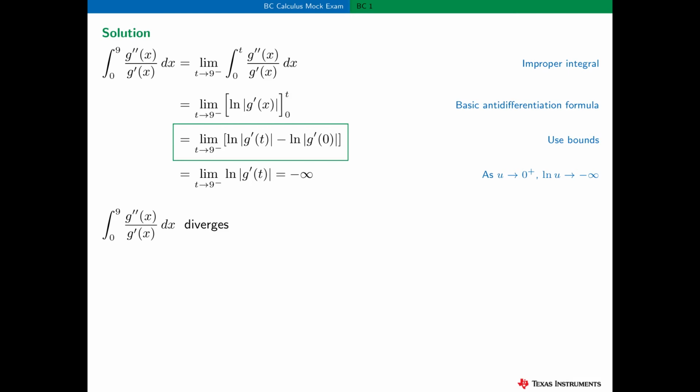Notice that I'm dragging along the limit notation because I have not executed that step yet. Remember, proper notation and good communication is important. So now plug in the bounds. G prime of 0 is equal to 1 from the graph, and the log of 1 is 0. So I'm left with this limit. As t goes to 9 from the left, g prime of t goes to 0 from the right, and the natural log goes to minus infinity, and therefore the original integral diverges.